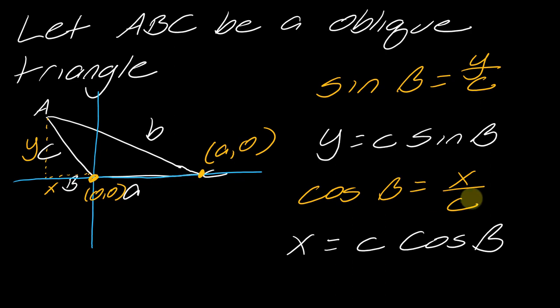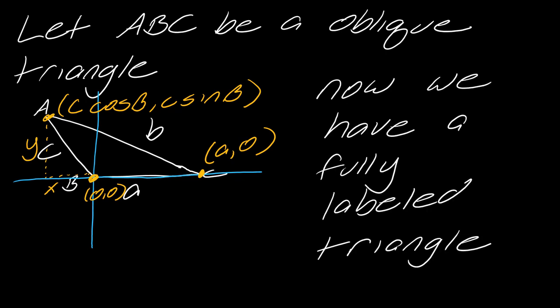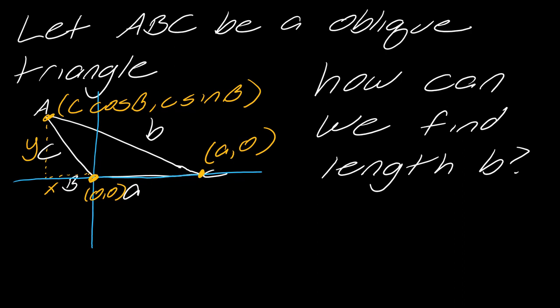And then obviously here, I'll just multiply by c, so I have x equals c cosine b. Cool. So now I can relabel this point. Instead of calling it xy, I can call it c cosine b and c sine b. All right. So now we have a fully labeled triangle, right? So I have my points of the triangle all labeled. This is happy, this is cool. All right, let's keep going.